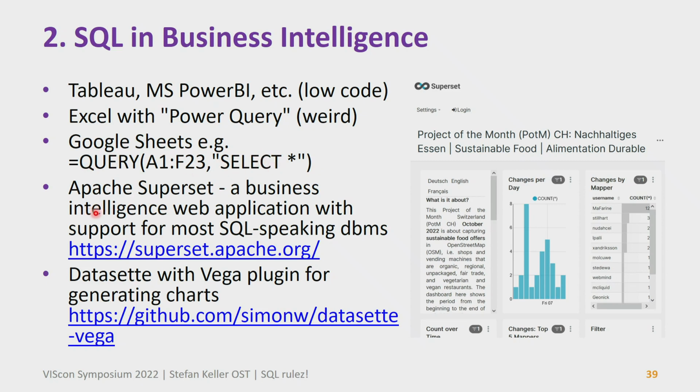Then there is the open source Superset, which I'm using here in the dashboard of enhancing OpenStreetMap data in the leaderboard. And another nifty thing is Datasette with a plugin where the output of a SQL statement is just a graph directly. I mean, a graph like this. Very nifty implementation, this Datasette.